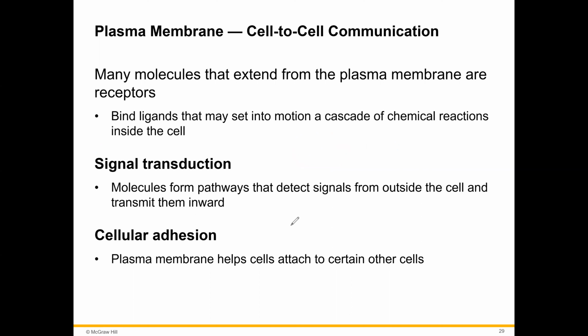Cellular adhesion. Some plasma membrane proteins help cells to attach to other cells. So here we might have one cell and another cell, and we will have a protein between them that keeps them together, attaches them to one another.